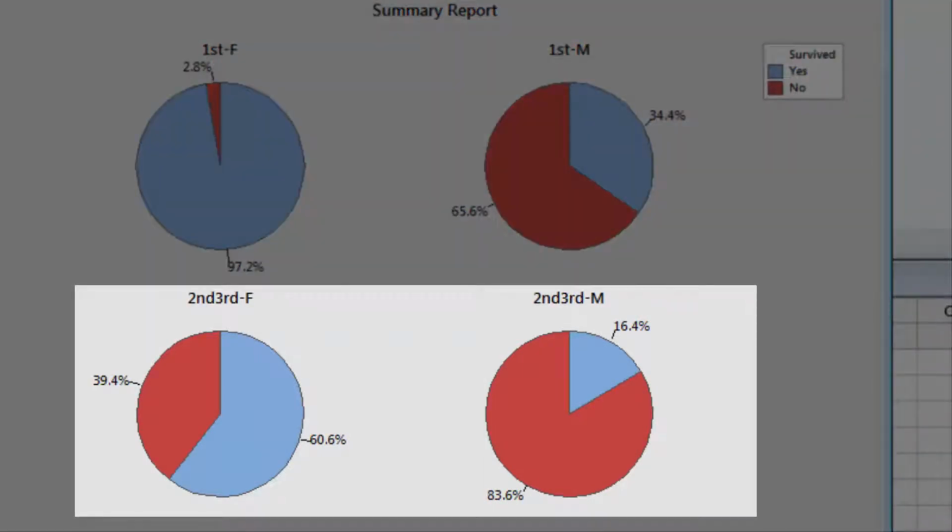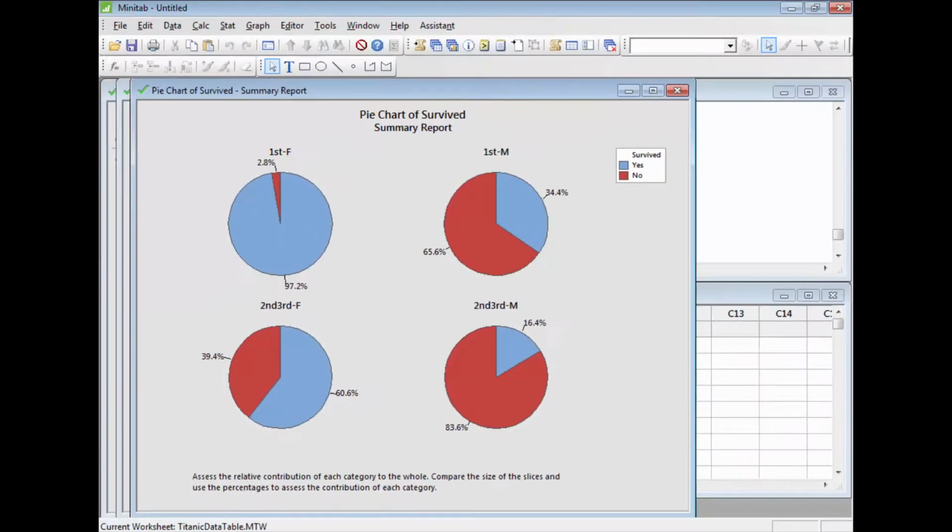Females also fared better among second and third-class passengers, with 60% surviving. Men without first-class tickets had the worst odds of making it off the ship. Only 16% lived. Graphs indicate what the data show. A hypothesis test can confirm it.